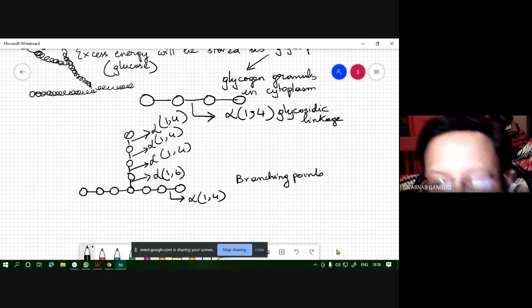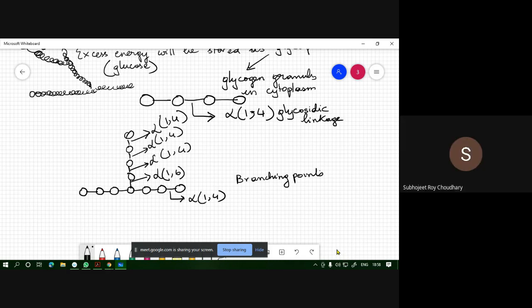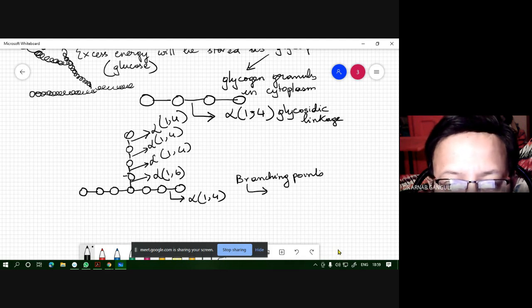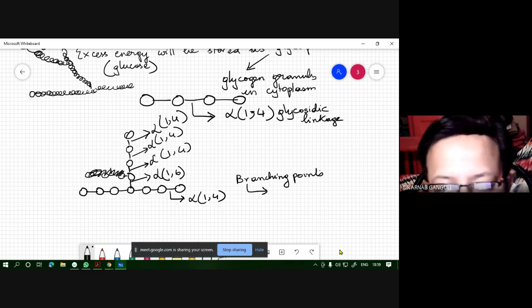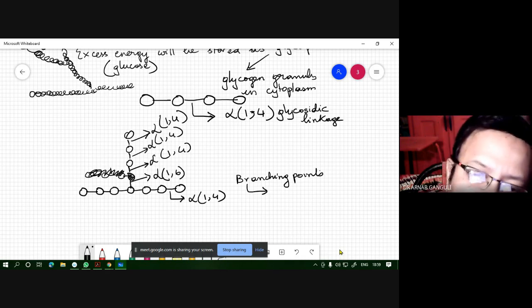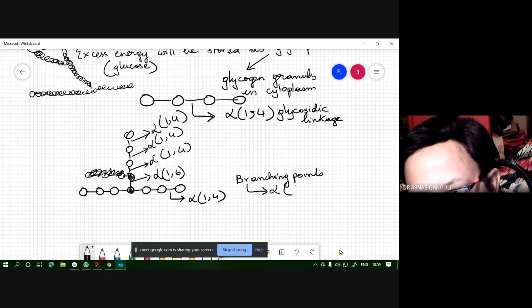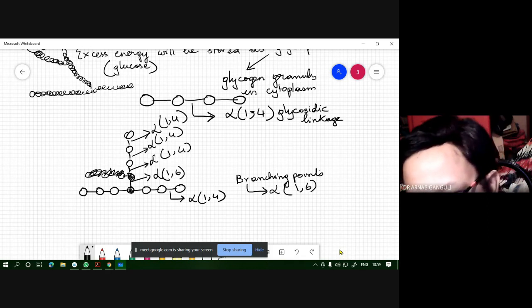Is it clear? Yes or no? Yes, sir. Sir, only branching points have the 1 to 6 linkage, right? Only branching points, that way. It would have been better if I had drawn this differently, but I have not drawn it just for simplicity. The branching point is only alpha 1,6 glycosidic linkage.